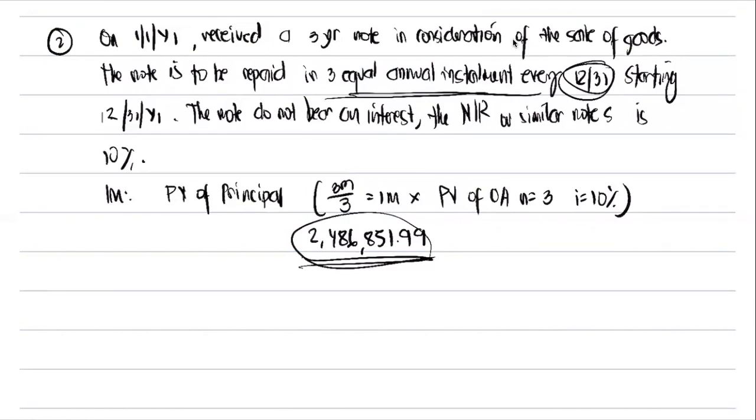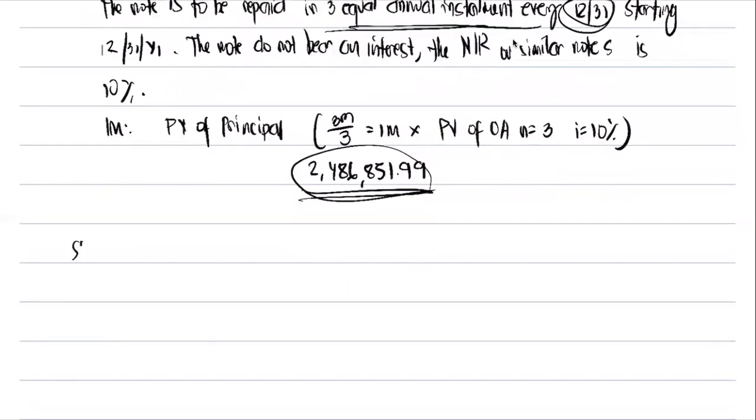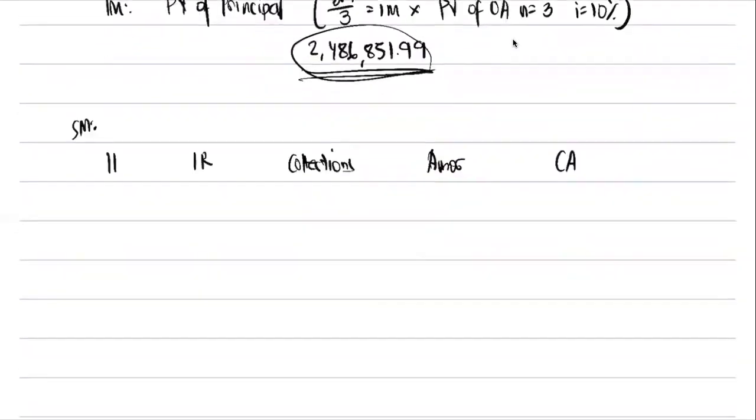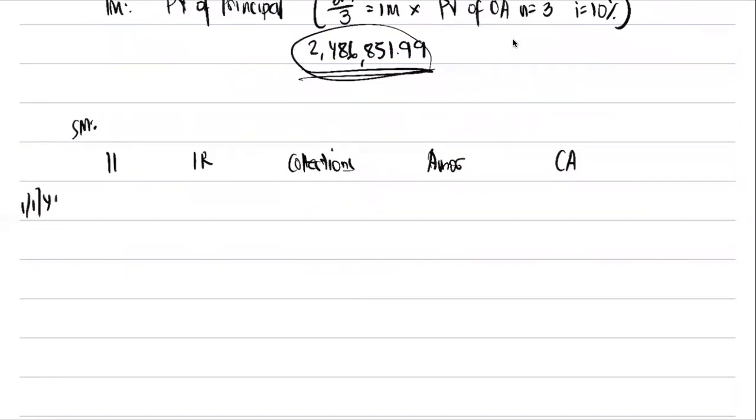Here, we already have an annual installment, or known as your collections over the note, or the principal repayment over the note. So we prepare the subsequent measurement. On your subsequent measurement, we have your interest income, interest received, your collections or principal repayment, we also have your amortization, and we have your carrying amount. So January 1, year 1, December 31, year 1, December 31, year 2, December 31, year 3.